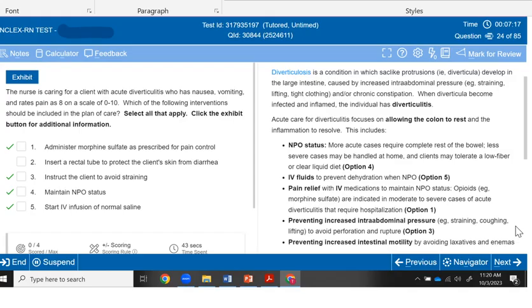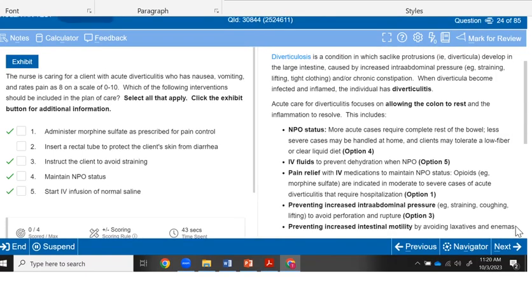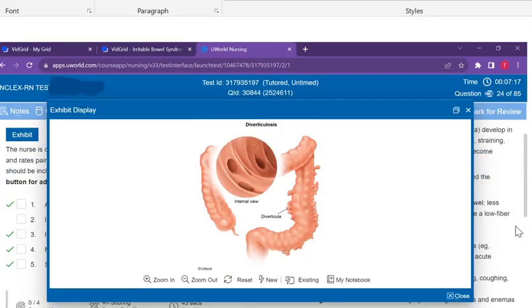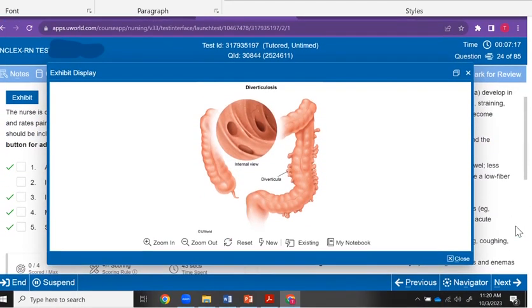IV fluids to prevent dehydration when they're NPO. And then pain relief meds, right? Opioids are indicated in moderate to severe cases of acute diverticulitis, and preventing increased intra-abdominal pressure. Don't let them strain, cough, whatever. And then preventing increased intestinal motility. So we don't really want laxatives or enemas. No, we might want to have some soft things going through there.